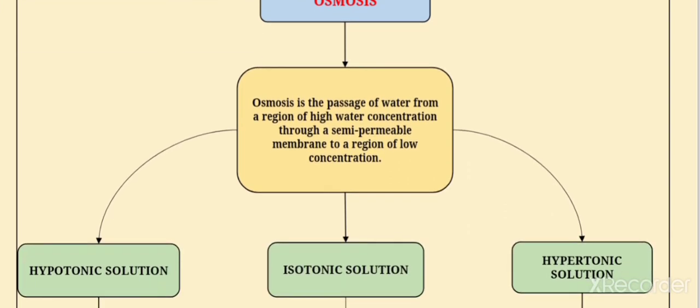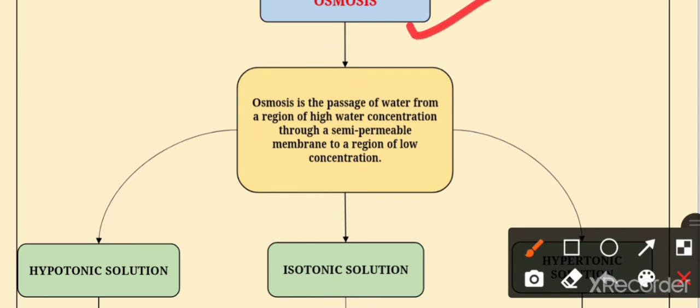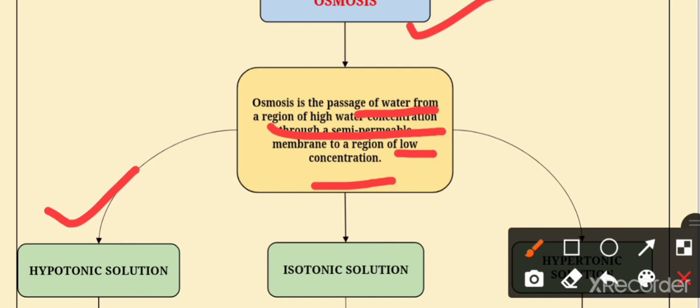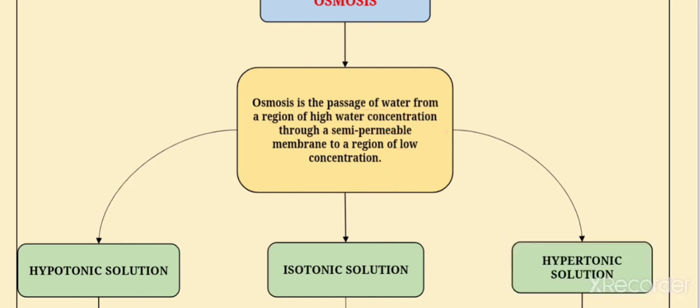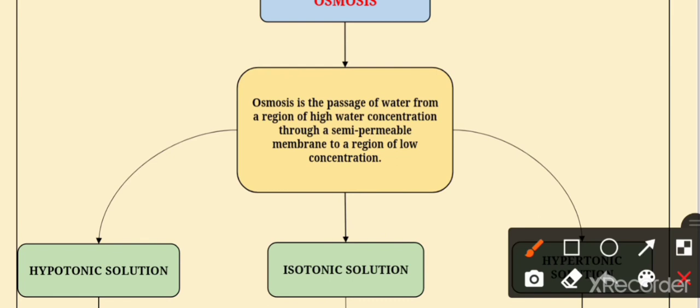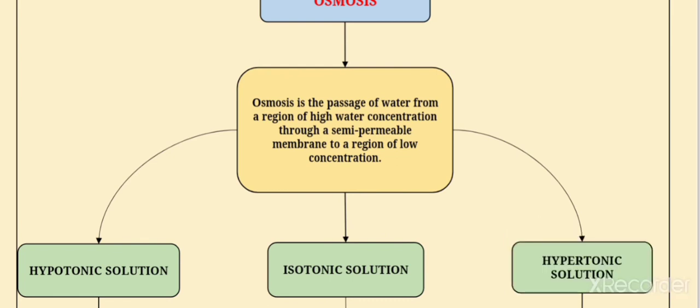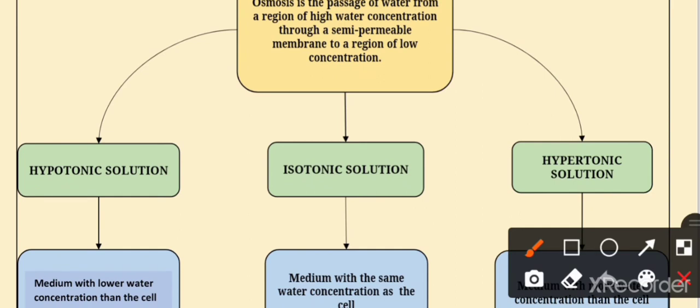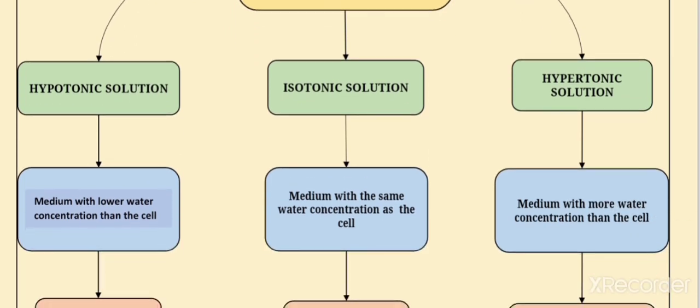First of all, you have osmosis. What do you mean by osmosis? The movement of water from higher concentration to lower concentration. Here it is written: the passage of water from the higher water concentration through a semi-permeable membrane to lower concentration. On the basis of the concentration movement from higher to lower, the solutions are of three main types: isotonic, hypotonic, and hypertonic. So you have three main types of solution here.